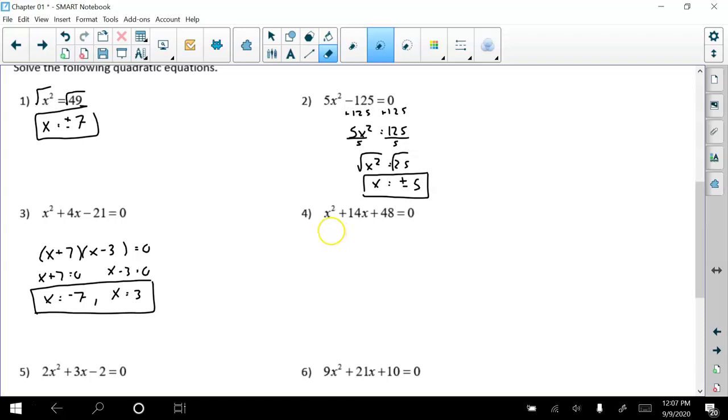For number 4, we can factor as well. The first spot in each factor is an x. Think about the numbers that multiply to positive 48 and add to positive 14. So it would be a positive 8 and a positive 6. Set x plus 8 equal to 0. Here's that zero product property. x plus 6 equals 0. So x equals negative 8 and x equals negative 6. Those are our two solutions.